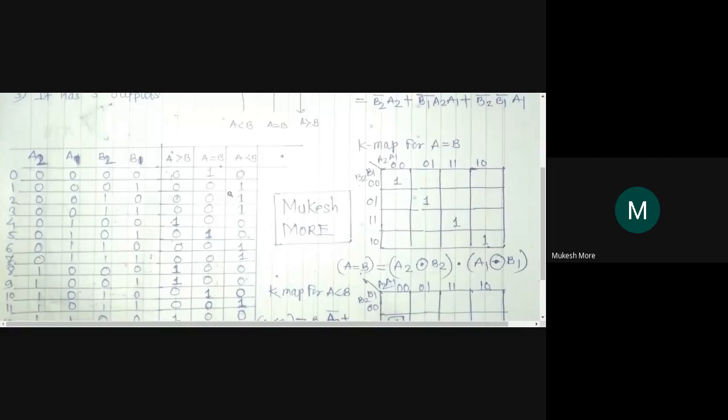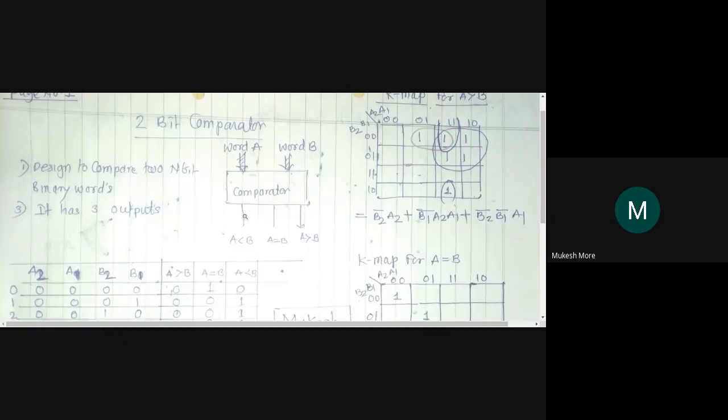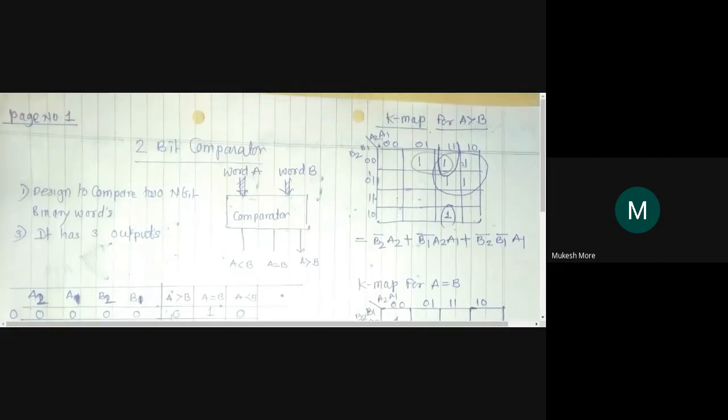Now, how to design the circuit for the comparator? Basically, we need to plot K-maps for each column of output. We have 3 outputs. A is greater than B, A equal to B, and A is less than B. Okay. Now we need to plot the K-map for all 3 outputs. Now we will first plot the K-map for A is greater than B. Okay.